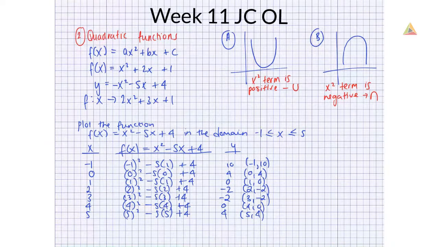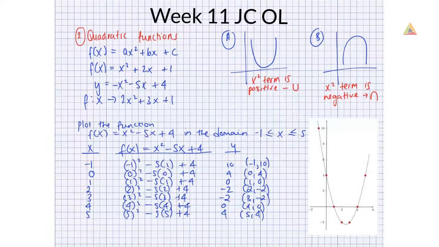Now, if we look at the function, look at the x squared term. It's positive because we don't see any other sign in front of it, which means it's positive. So we would think then that our function is going to be in a U shape. So I'm just going to paste up what it should look like now. So you can see there, it is in fact in the shape of a U.